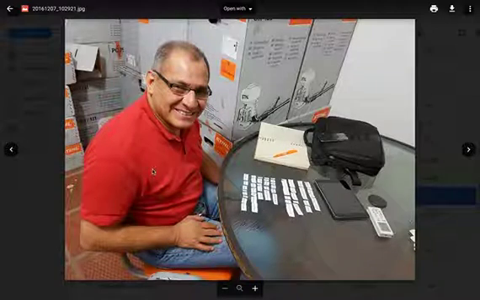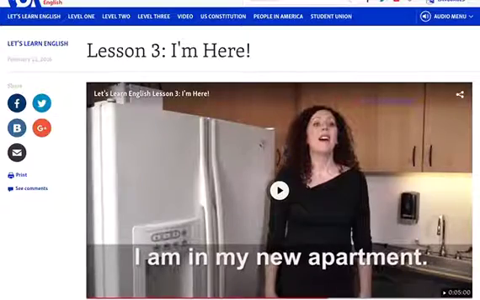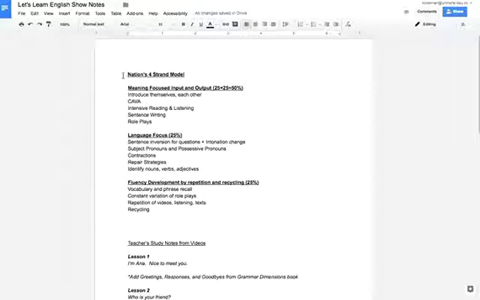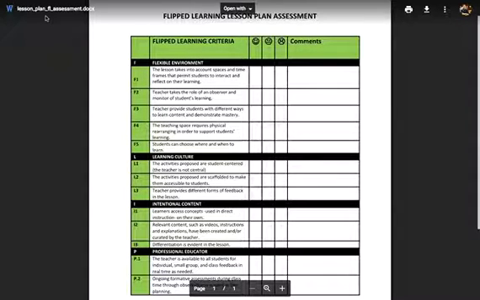A couple of strategies for teaching very new level learners at the very beginning by curating this content and creating a flipped learning environment, keeping in mind Paul Nation's 4-strand model. So I hope this helps.